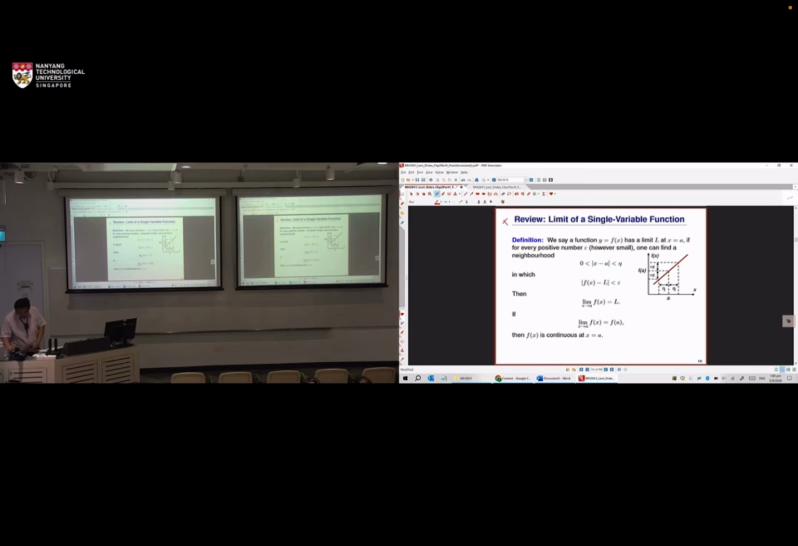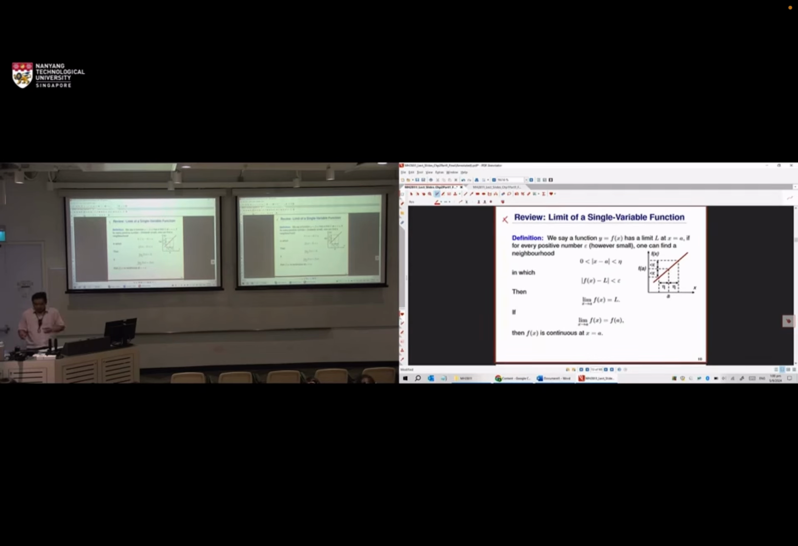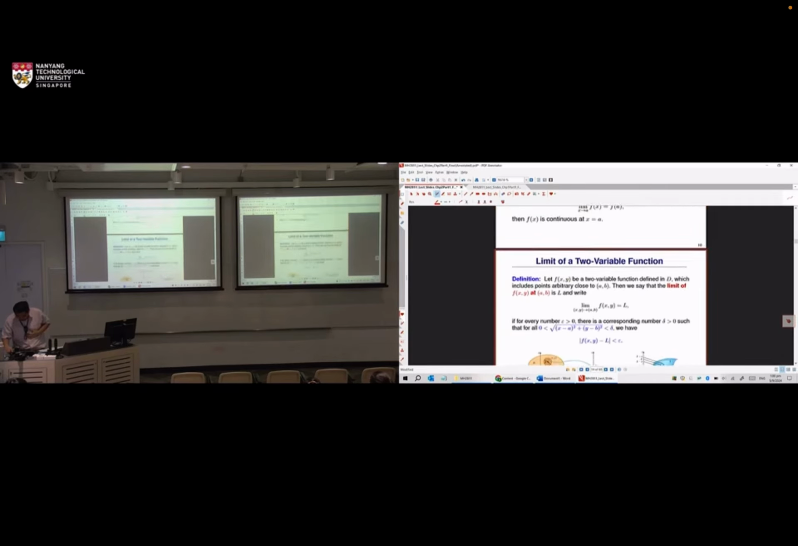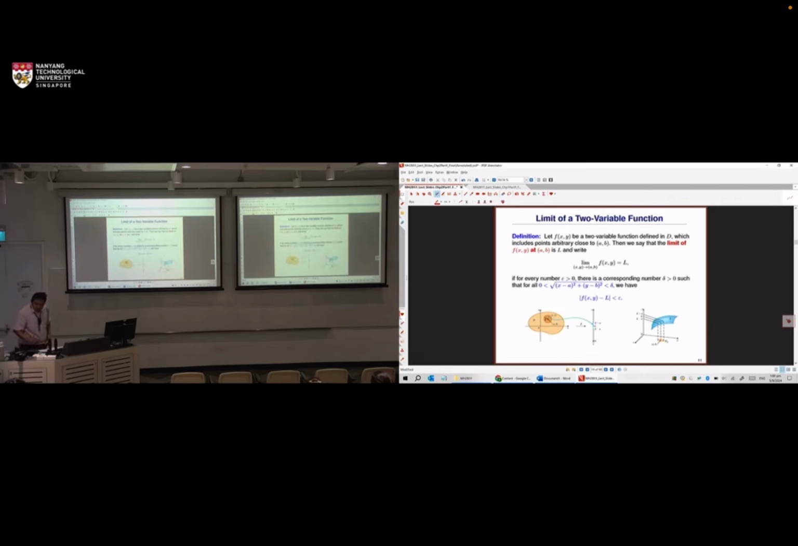So epsilon delta is always about playing a game. You have this condition, and then you have this condition, then you can state the limit. You always have to look at here and here. So that's the original epsilon delta. I don't want to go too deep into it. Now, the limit of a 2 variable function is an extension of the previous epsilon delta concept.